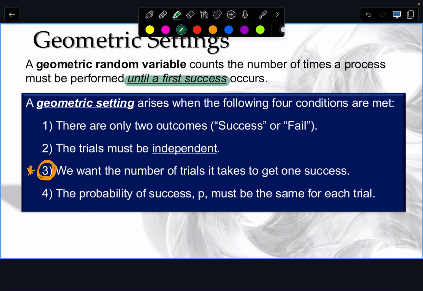And so when we think about these geometric settings, the whole idea of independence again is extremely important. Now, with these geometric settings, that 10% condition doesn't apply, because in the binomial, I knew exactly how many people I was going to select, or exactly how many trials I was going to conduct. And so I could make sure that the number of people I selected was less than 10% of the total population. With a geometric setting, we don't have that ability.